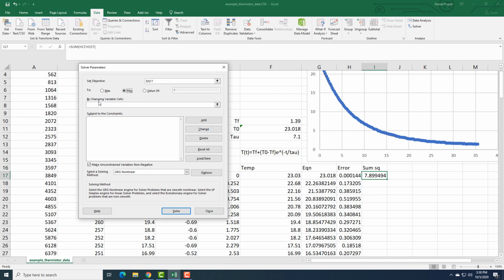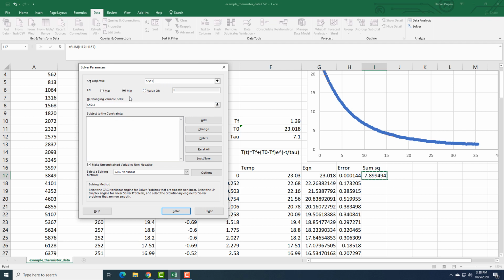It's asking how do you want to change that cell? I want to change this cell. That's the only one I can change. So I'm going to have Excel try to minimize this by changing my tau value. You could put constraints in here, but for this, we don't really need constraints. That might be like, hey, we don't want tau to be negative, or we don't want tau to be over 1,000. Obviously, we don't want tau to be negative, but it's not going to be. We don't need to worry about that for this. So this is all I need to do.